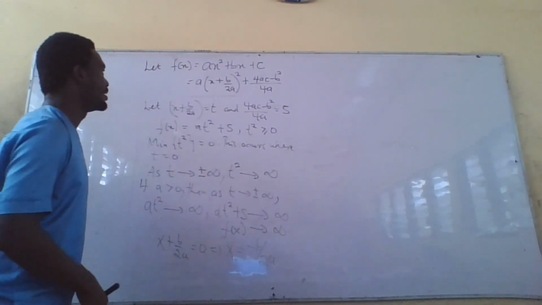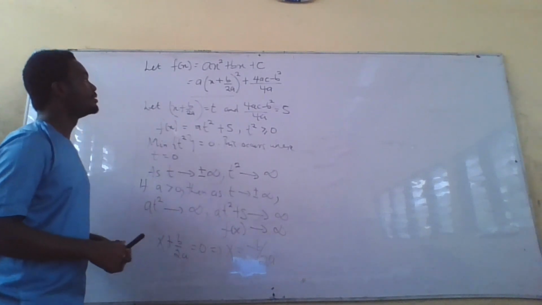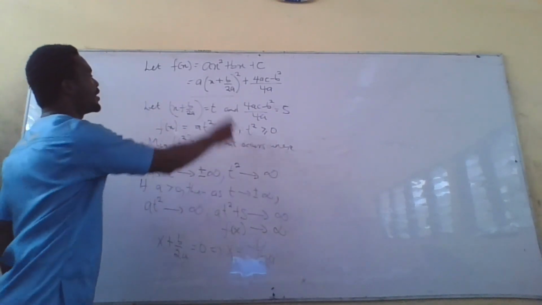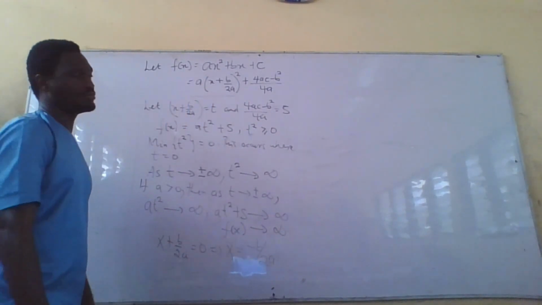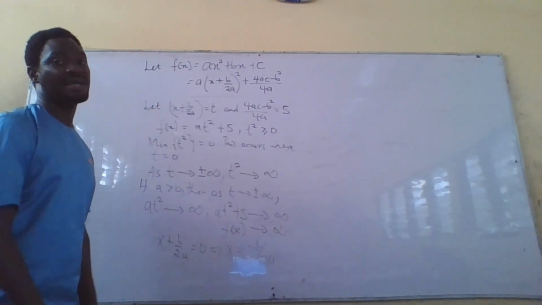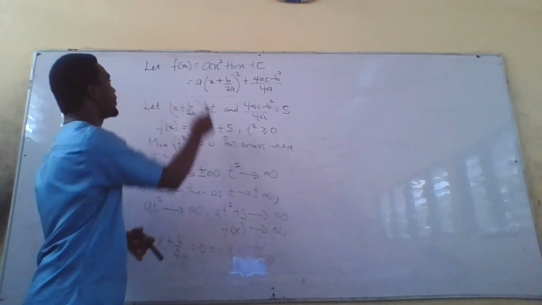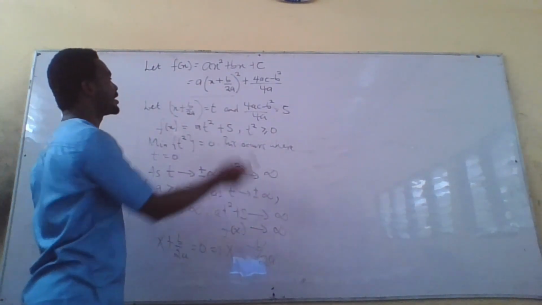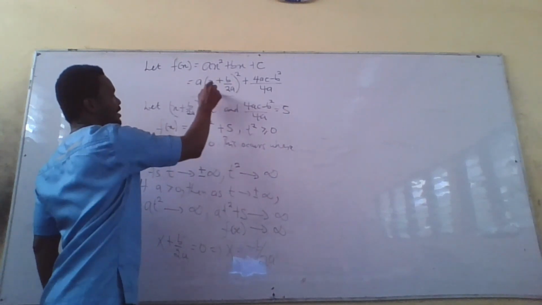So we have the minimum value occurring where x is minus b over 2a. And if x is minus b over 2a, what happens to the function? Let's plug minus b over 2a here and see.